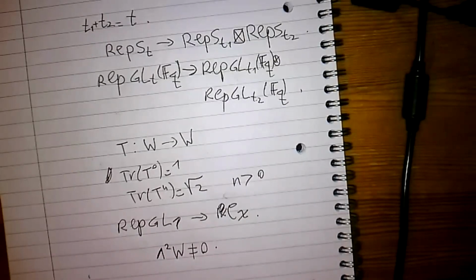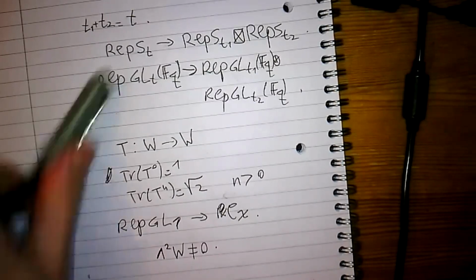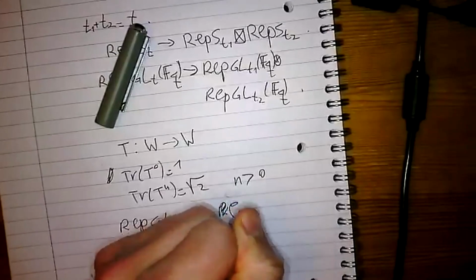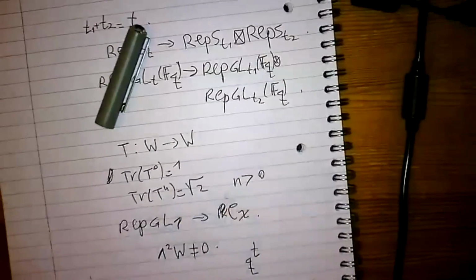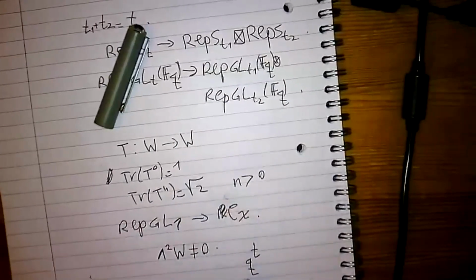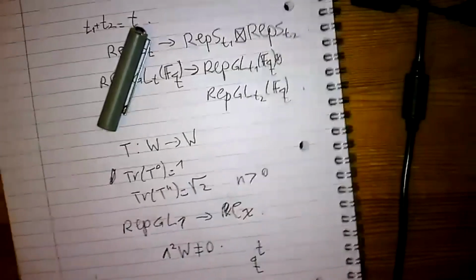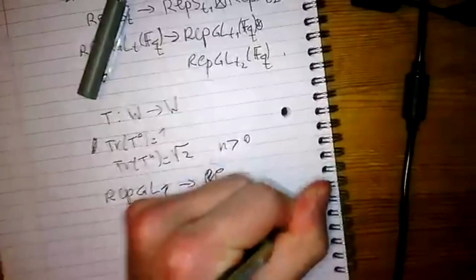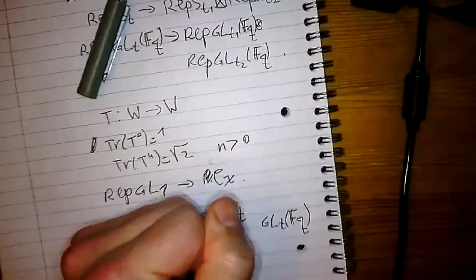The reason the answer is no is because, let's say, Rep GL_t is generated by an object of dimension q^t. So this is GL_t over F_q. On the other hand, I actually meant over the complex numbers. So if you just take GL_t over C.